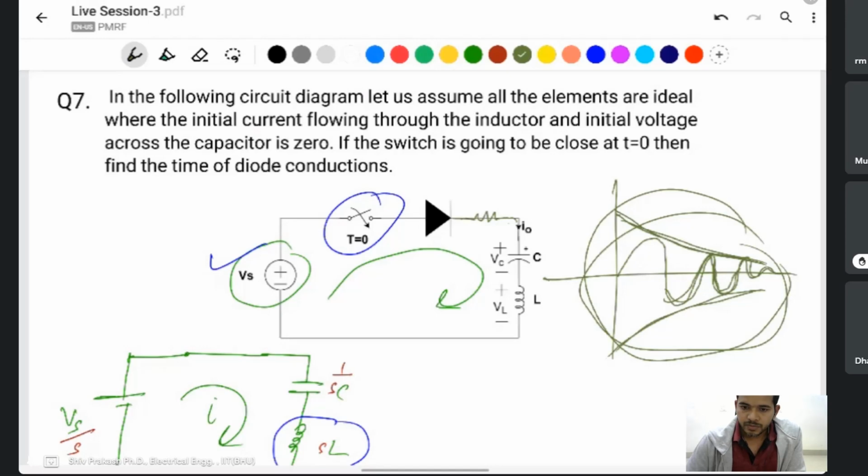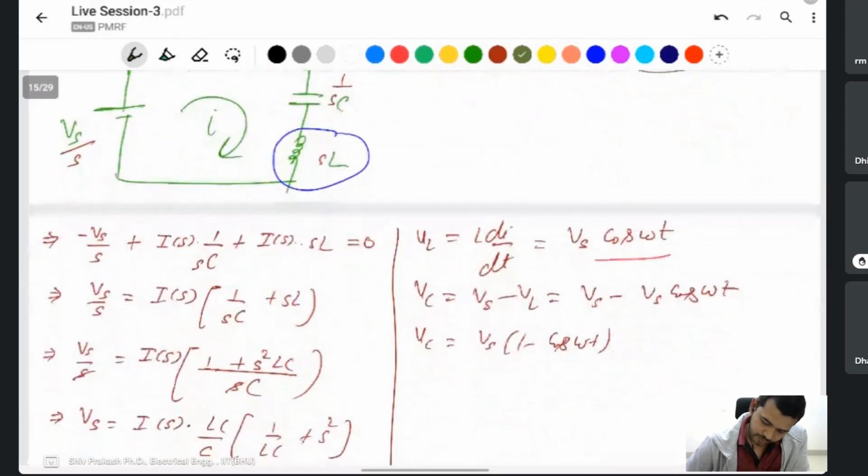If resistance is not there, then this is sinusoidal in nature, and it will be continuous. With a damping resistance, depending on the resistance value, it can be over damped, under damped or critically damped. Pure sinusoidal means no resistance is provided. Over damped and under damped depend on the L, C and R values.